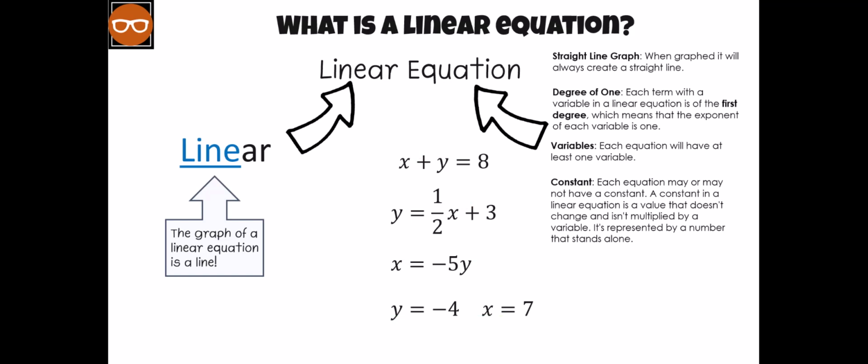Let's look at our equations here. 8 is considered the constant. Notice it doesn't have a variable hooked to it. 3 is considered a constant. It doesn't have a variable hooked to it. Now when I look at 1/2, that's not a constant because it's being multiplied by x or has a variable hooked to it. x equals -5y. There isn't a constant there. y equals -4. -4 is the constant. x equals 7. 7 is the constant.